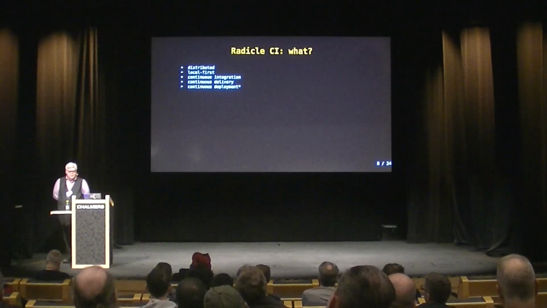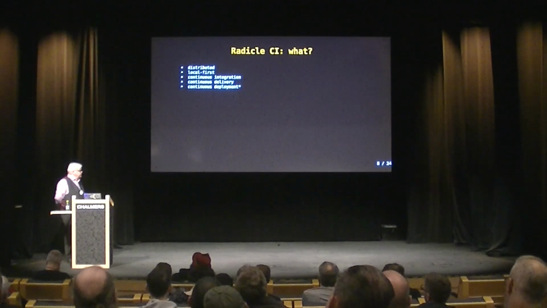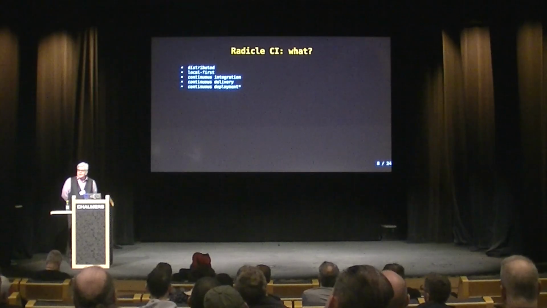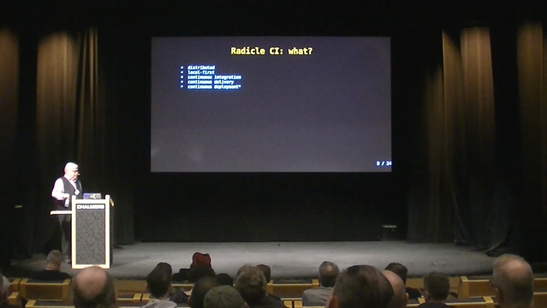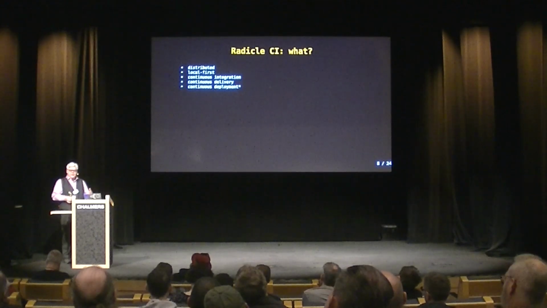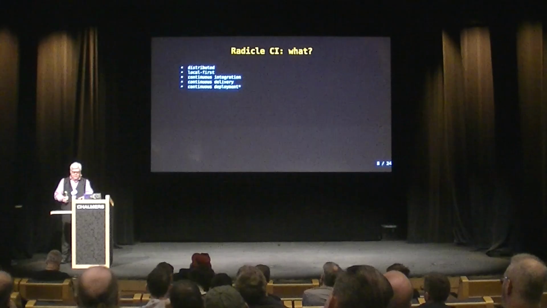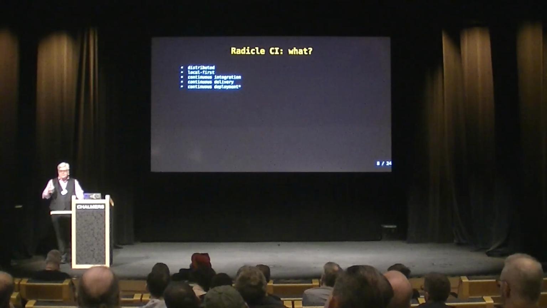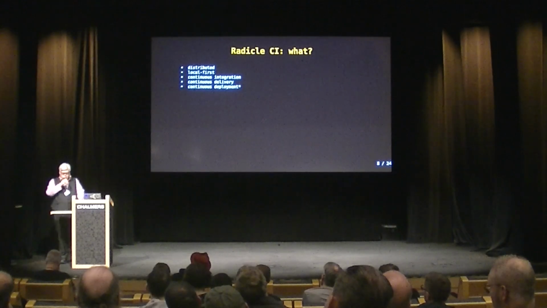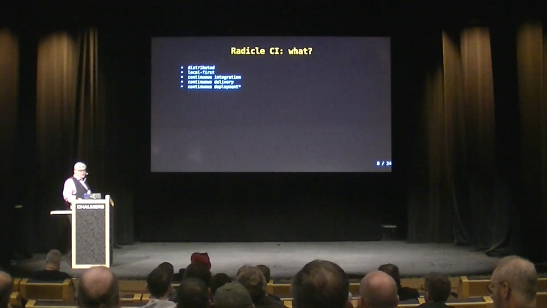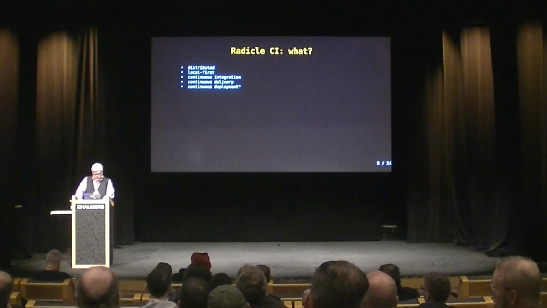Radicle CI is also, as I tried to show, local first, but sometimes I have trouble with QEMU. And it has continuous integration in the meaning that you can run a build and tests. And delivery, depending on the CI engine you use, and deployment as well, if you choose a suitable engine. Basic CI stuff for anyone who's used to, say, GitHub Actions.